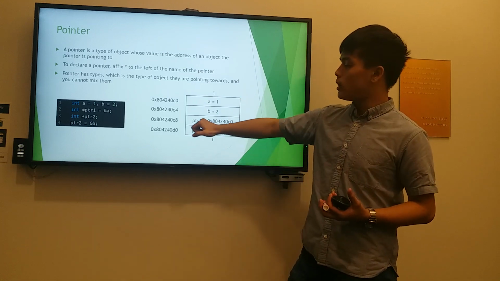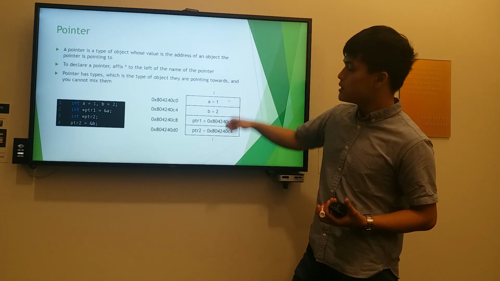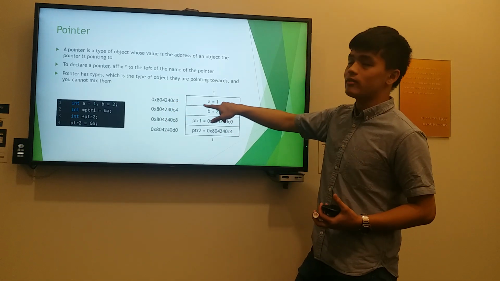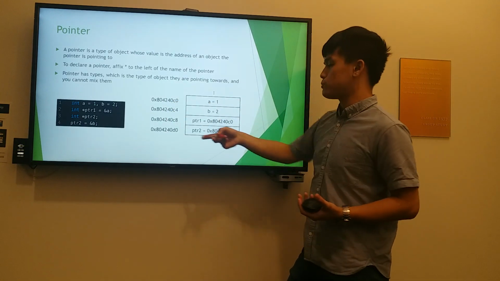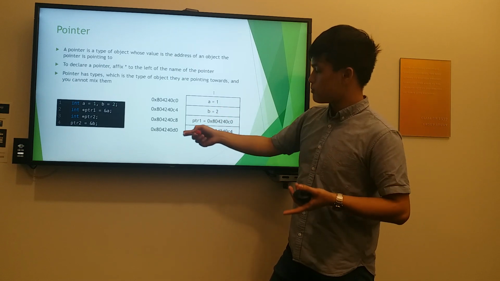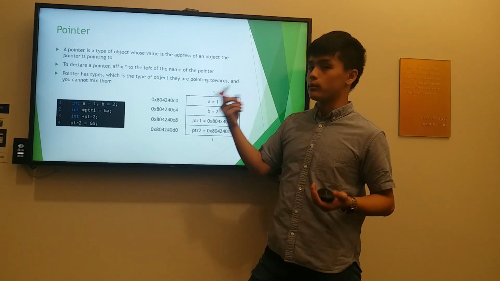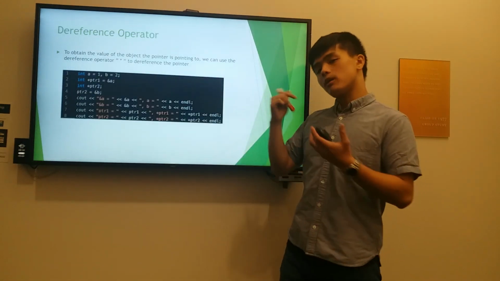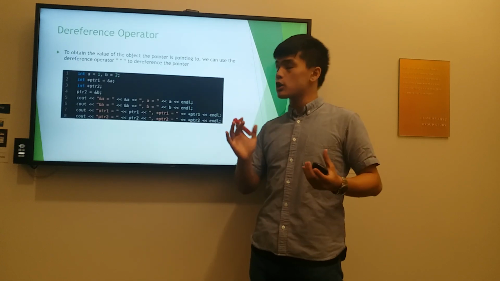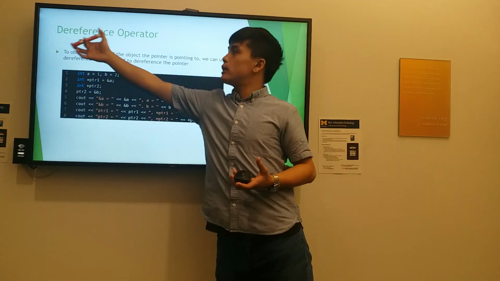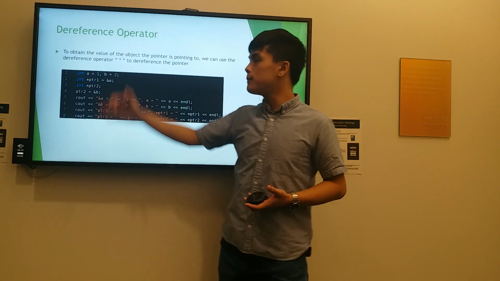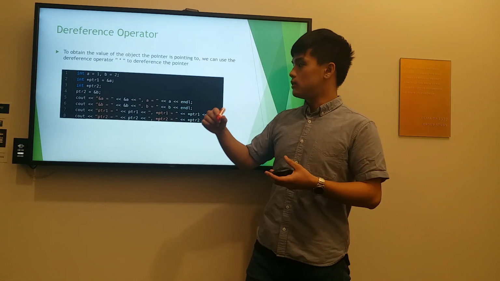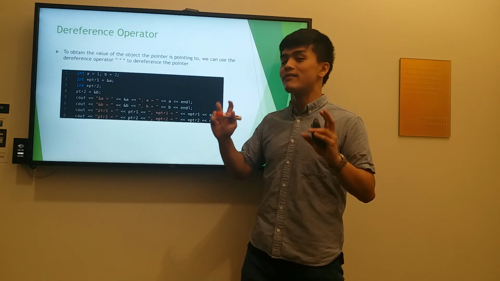For example, pointer1 is pointing towards object a, so the value for pointer1 is going to be the memory location of the variable a over here, and the same for pointer2, because it is pointing towards b, so the value of pointer2 holds the memory location of variable b over here. So now we have a pointer that is storing the memory location of an object. What can we do with it? With this dereference operator, which is the star sign, we can follow the pointer towards the location where it is pointing, and then obtain that value.